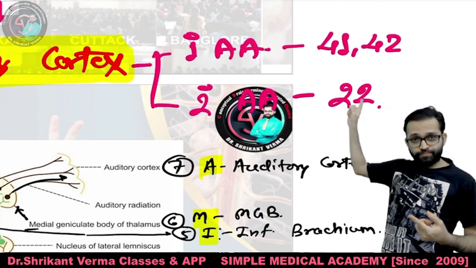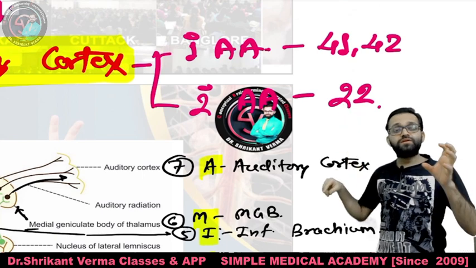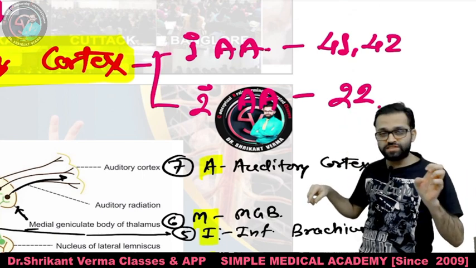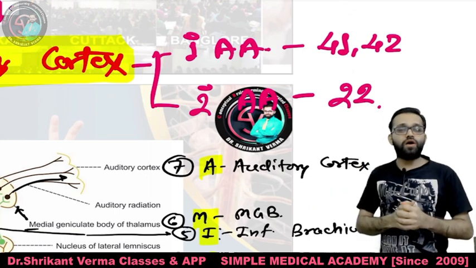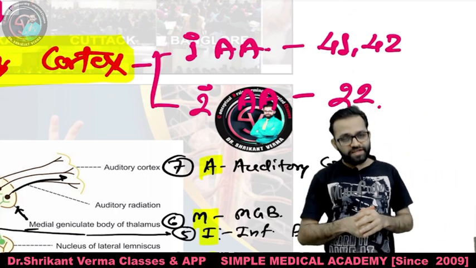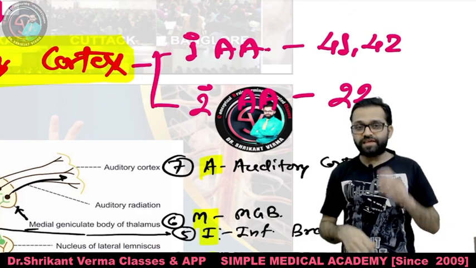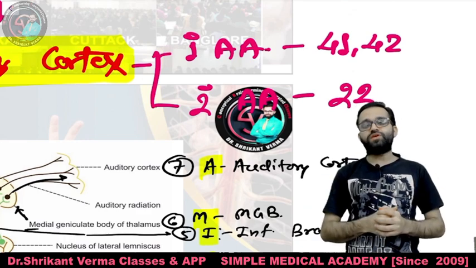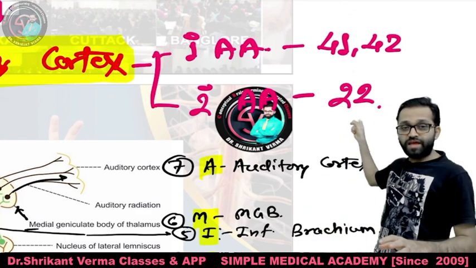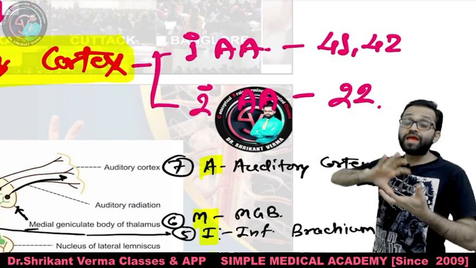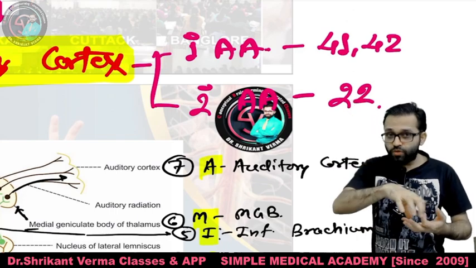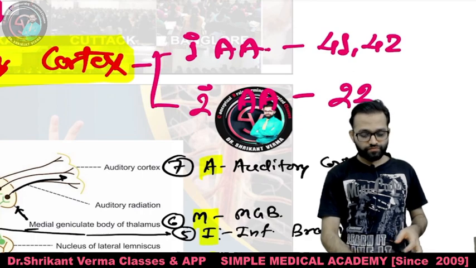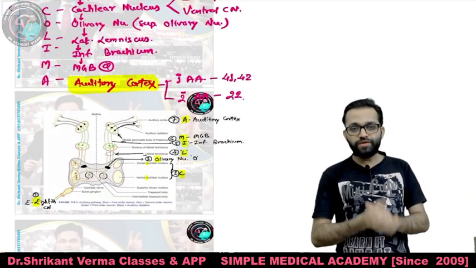Primary auditory area 41, 42, that is our audiosensory area. Then secondary auditory area, that is audiopsychic area. Now we will be able to hear the sound in our area number 41, 42, and we will be able to understand the heard sound in area number 22. So this is complete about our auditory pathway.